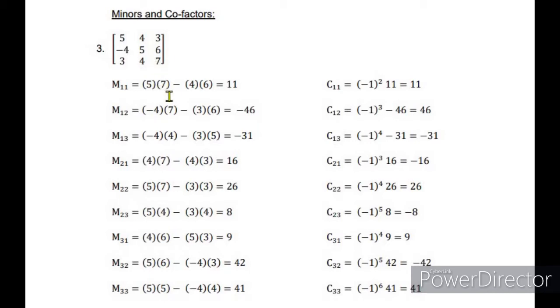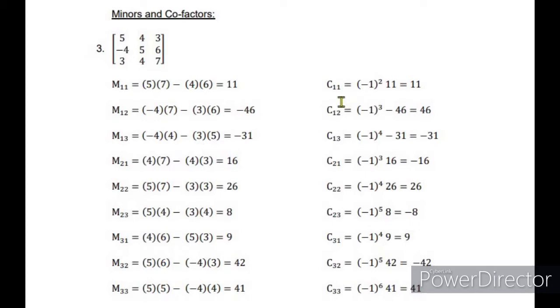5 times 7 minus the product of the second diagonal element, which is 4 and 6. Okay, that's why we got 11. So the minor of the first element of the matrix is 11. Okay, now how to get the cofactor?